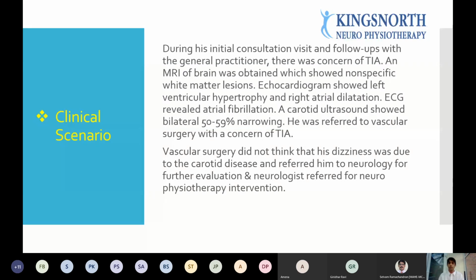And they ruled out TIA, which is transient ischemic attack, which is similar to stroke, but in a smaller way. So the vascular surgeon did not think that this dizziness was due to the carotid disease and referred him to a neurologist. And the neurologist further referred to the neurophysiotherapist. So this is what normally happens in our lifestyle as a neurophysio, because this is a real case.